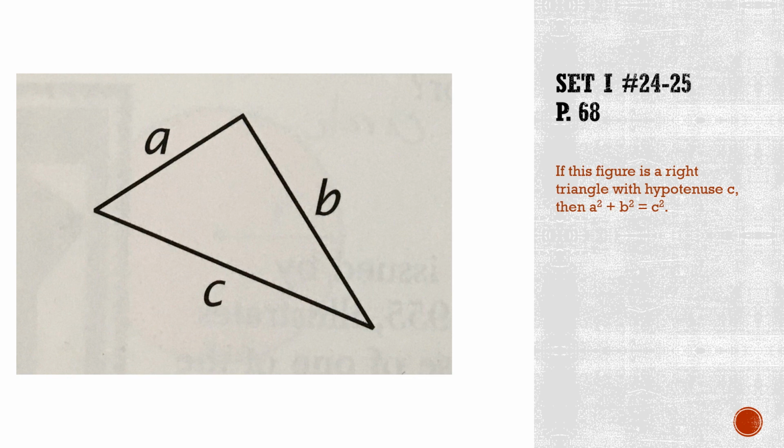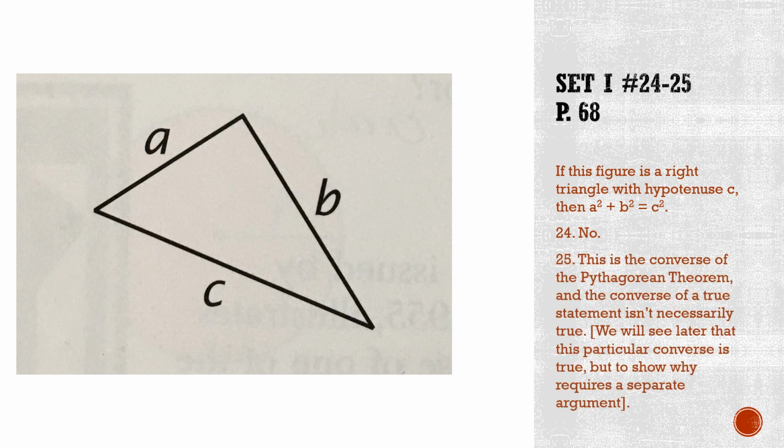Now, they've made it into a converse, and although it seems like it's true, the answer might surprise you when you find out it's no. But when we look at 25, here's the reasoning. This is the converse of the Pythagorean theorem, and the converse of a true statement isn't necessarily true. So remember that sometimes we need to develop a few more conditional statements or a few more ideas here to be able to really determine what's true versus what's just sound and valid. There's a difference there between those two things.